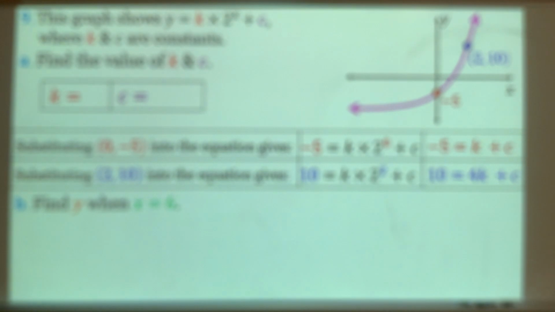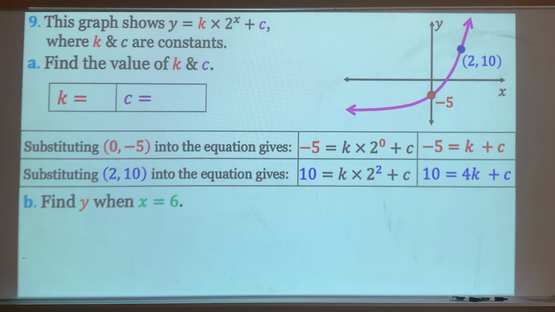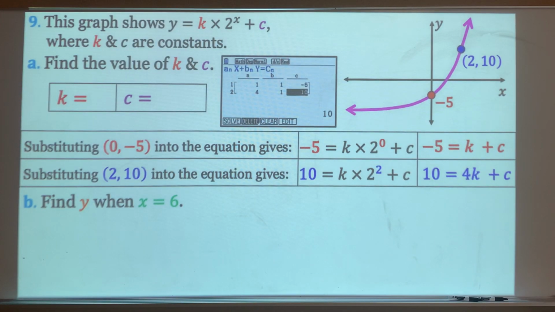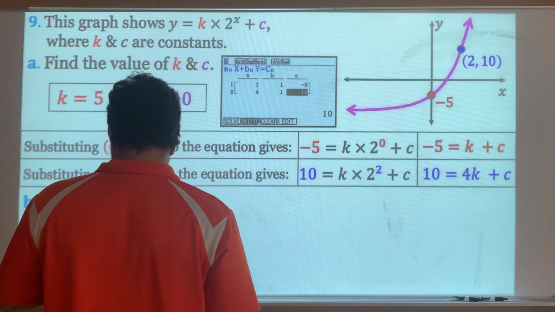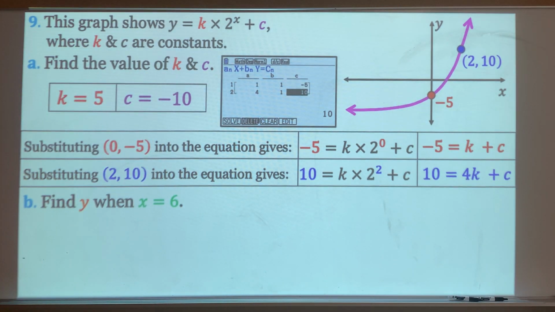K equals 5 and c equals -10. Let's see if I'm correct. Yes, k equals 5, c equals -10. All right, nice and easy.